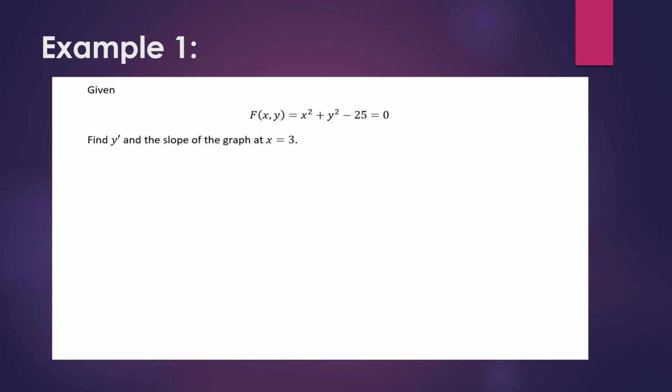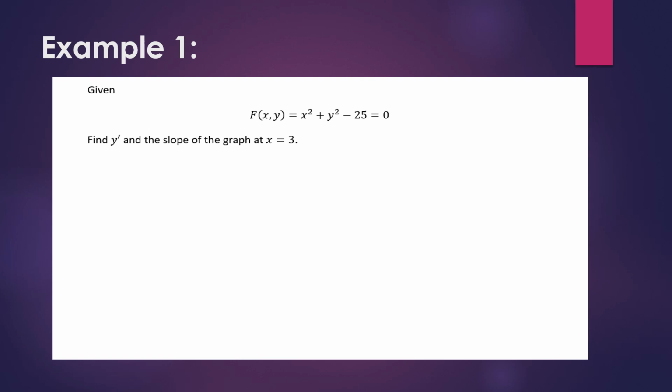So let's take a look at example 1. It says, given that f of x comma y equals x squared plus y squared minus 25 equals 0, then find y prime and the slope of the graph at x equals 3. So what we're going to have to do is we could try to find y, or we can try to solve this problem implicitly. And that's what we're going to do here. We're going to try to solve this problem implicitly.